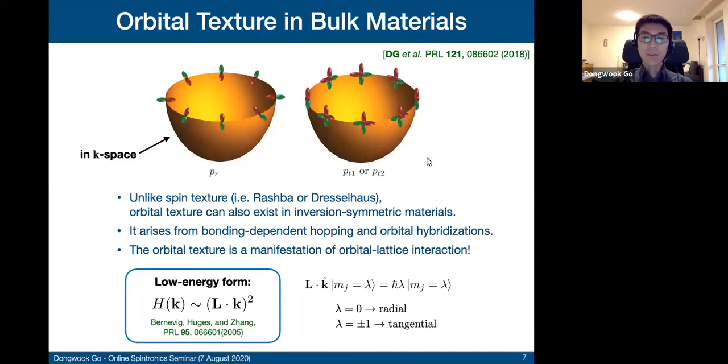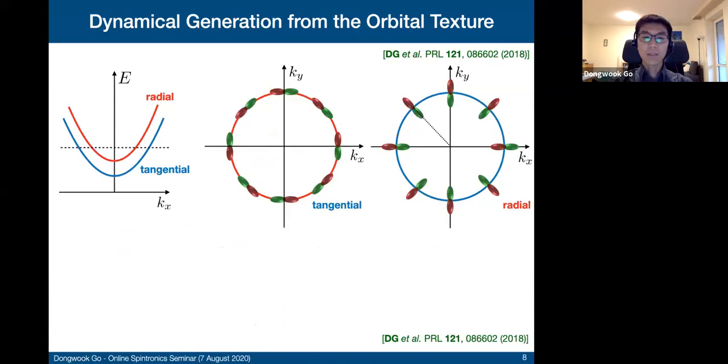So then let's see what happens if we apply an external electric field to the system. For demonstration purposes, I will consider a very simple model, just two bands. One has tangential type character, and the other has radial type texture. One important thing to notice is that if you calculate the orbital angular momentum for each eigenstate, the angular momentum is 0 for every state. It means that all orbital angular momentum is quenched. So there is no angular momentum in equilibrium, but let's see what happens in non-equilibrium driven by the electric field.